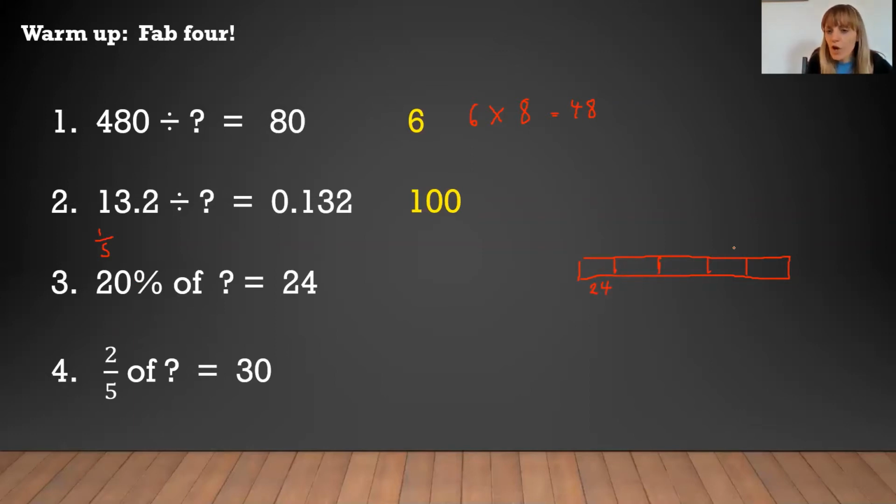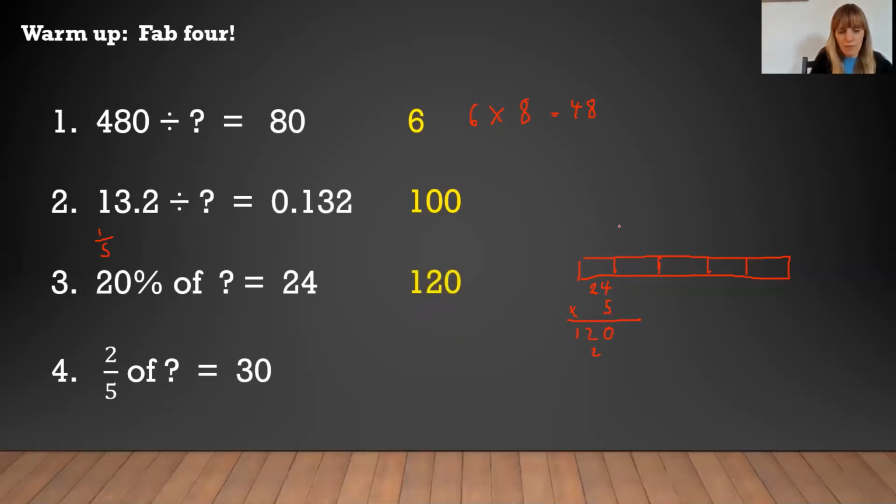Now to find out the whole amount, because it's 20% of what, what have I got to do here? Well, I know there's 5 parts, so I've got to take 24 and multiply that by 5. So I could either do it in my head, or if not, I could do a quick column method. 5 fours are 20, 2 times 5 is 10, add 2, gives me an answer of 120.